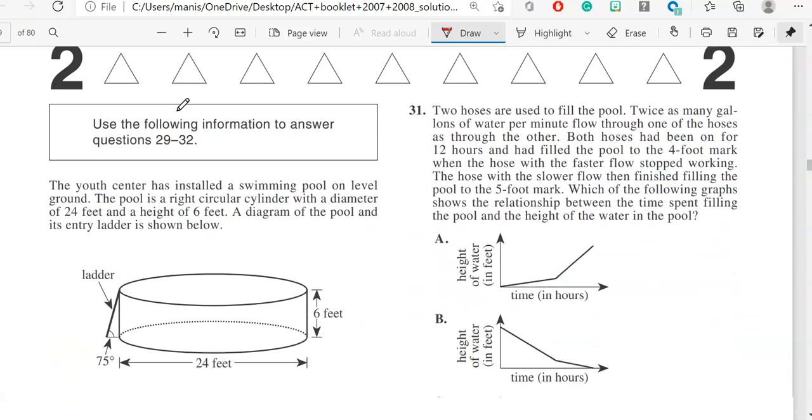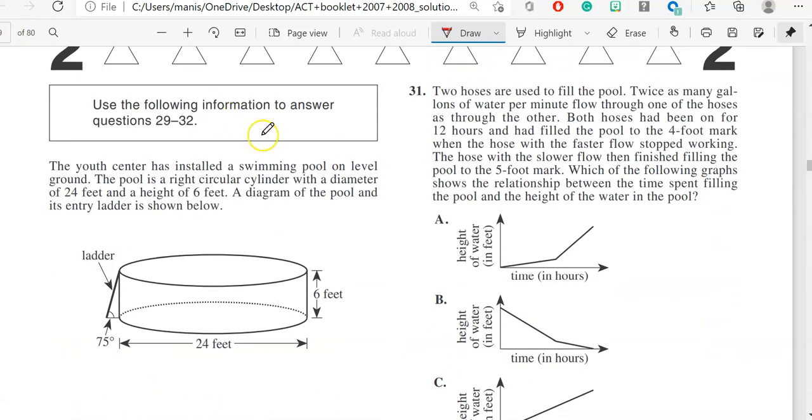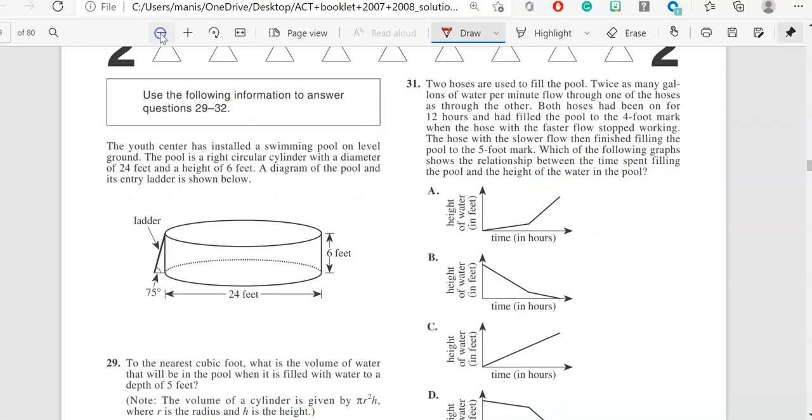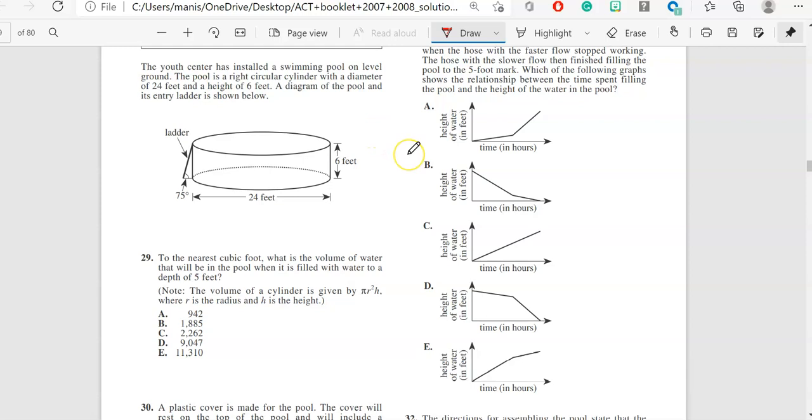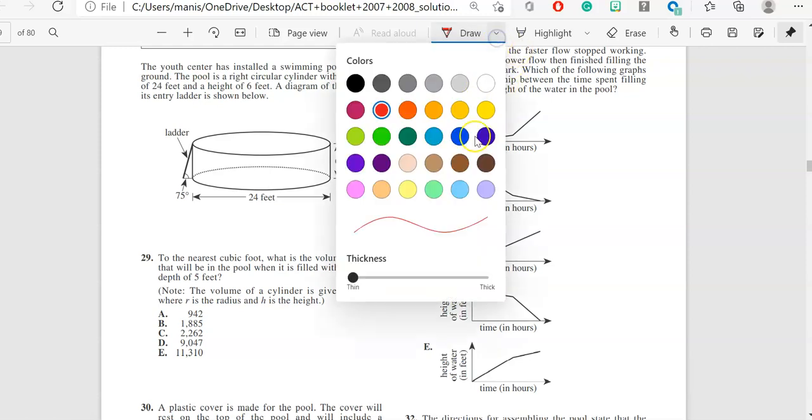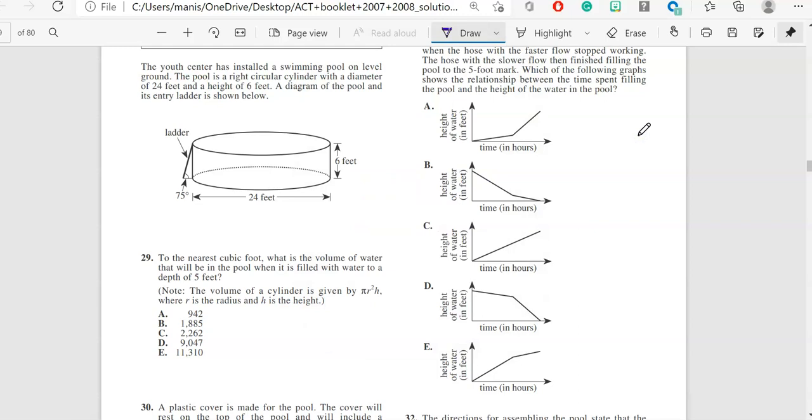So let's look at another question. Use the following information to answer questions 29 to 32. Let me minimize this. The youth center has installed a swimming pool on level ground. The pool is a right circular cylinder with a diameter of 24 feet. So the radius will be 12 feet, and a height of 6 feet. A diagram of the pool and an entry ladder is shown below.